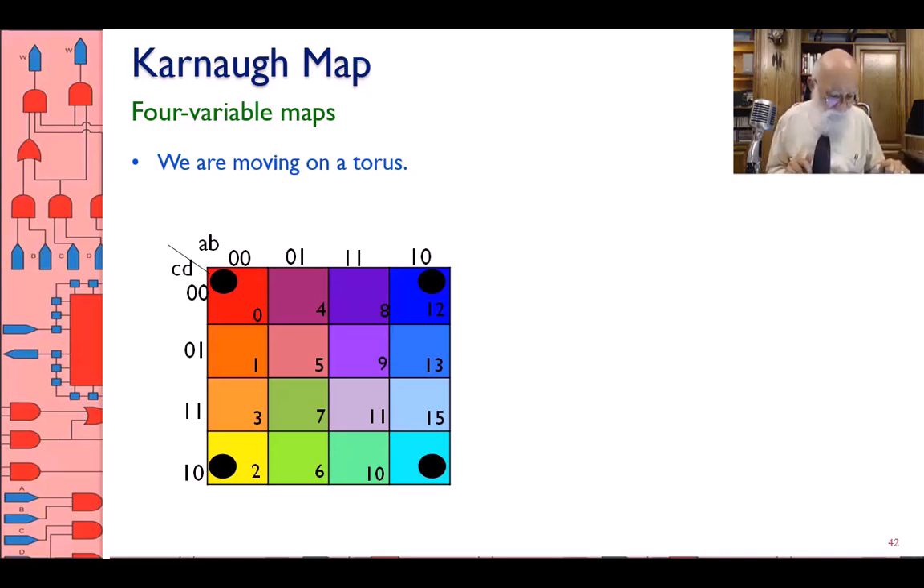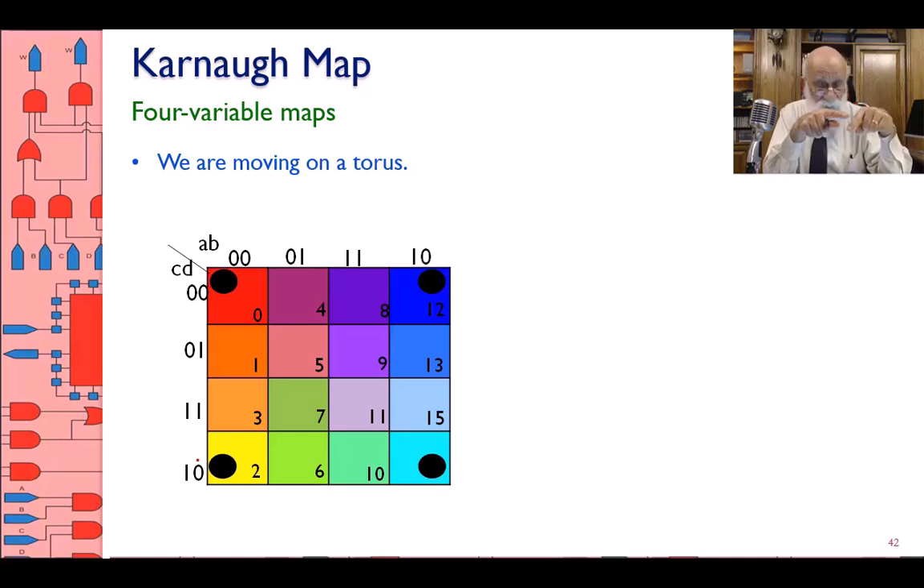This is a four variable map, and once again notice that the columns are 0 0, 0 1, 1 1, 1 0 instead of 1 0, 1 1, again for the reason of adjacency. And I do the same thing with the rows, and then again you see that 0 0, 0 1, 1 1, 1 0. Let's go over the numbering.